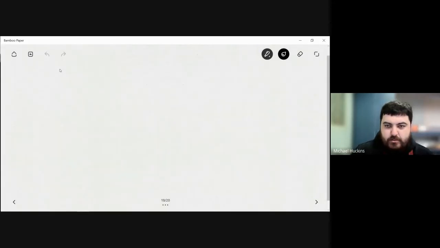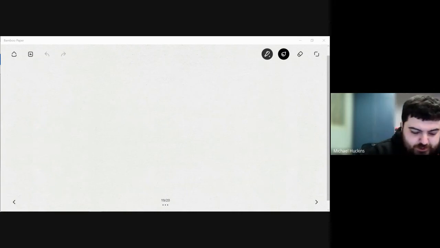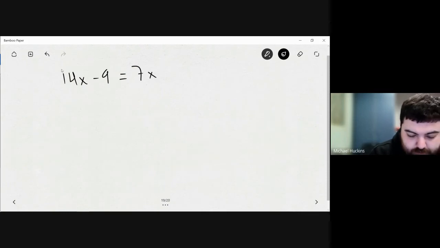So let's look at a couple examples. I'll just be taking these directly from the lesson on solving equations with variables on both sides. Once this loads. Okay. So we'll start with this one right here. 14x minus 9 equals 7x plus 12.